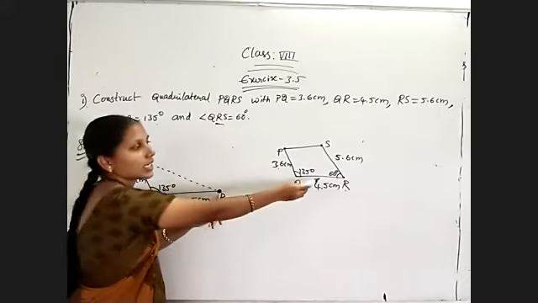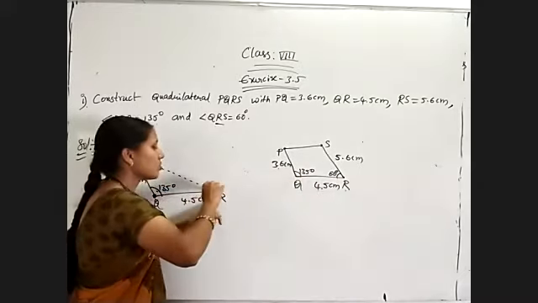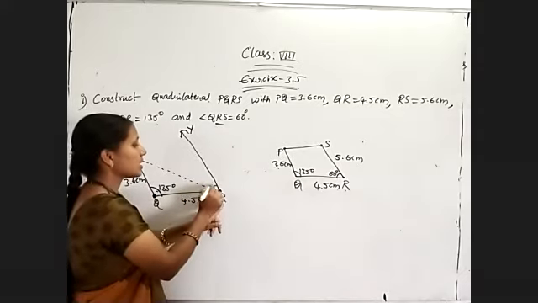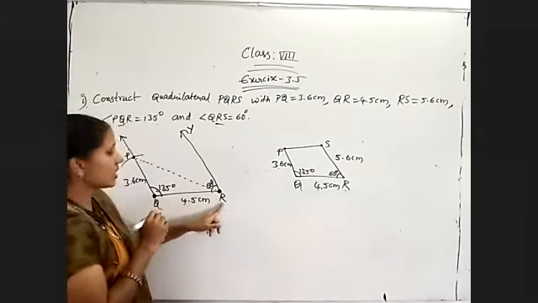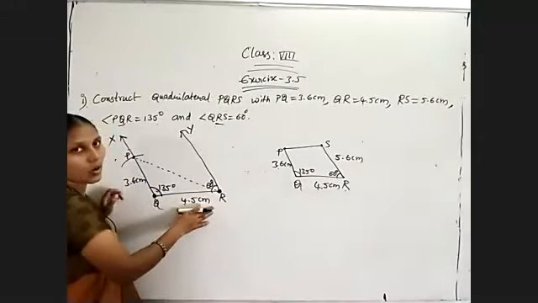Upper values, how many degrees must I mark? 60 degrees. So take 60 degrees. 60 degrees is an acute angle, it is less than 90 degrees. So ray RY makes 60 degrees with the line segment QR.